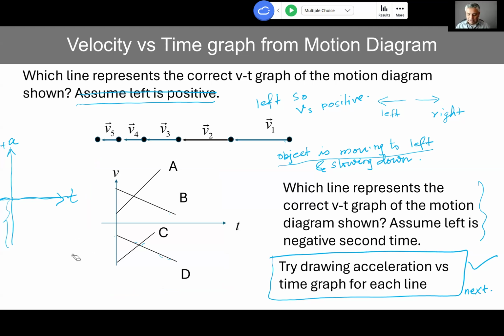So now let's talk about A. So I want to draw a graph of this object. How do I describe the motion of this object? If this is positive and let's say positive is right, let's say, or let's say positive is east.